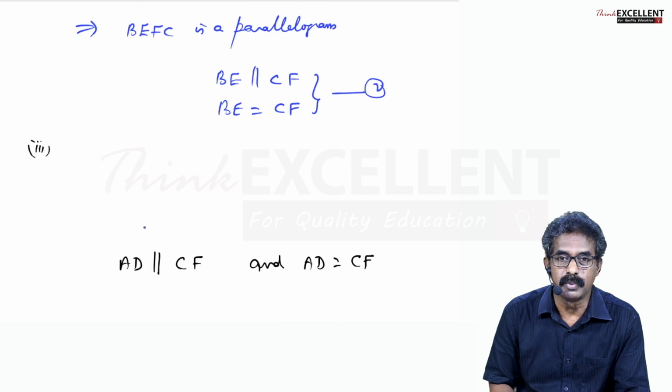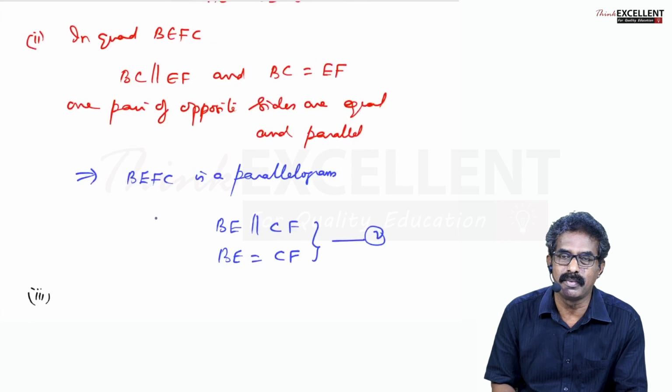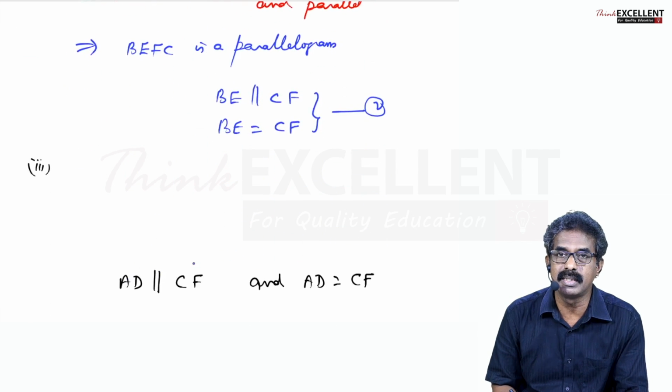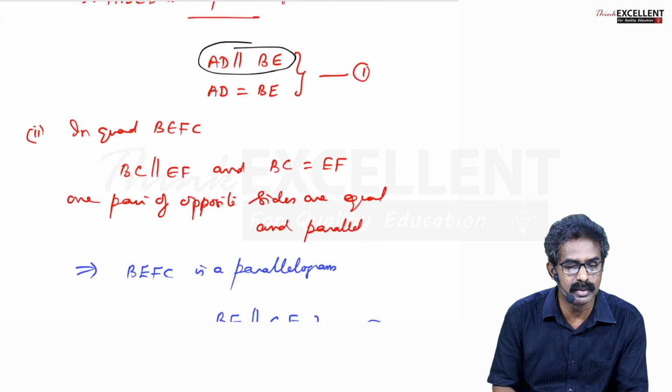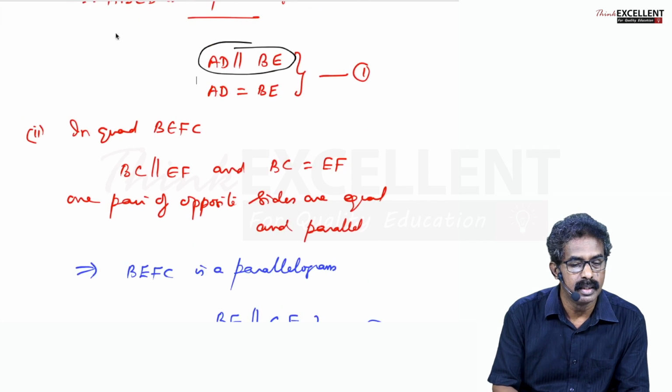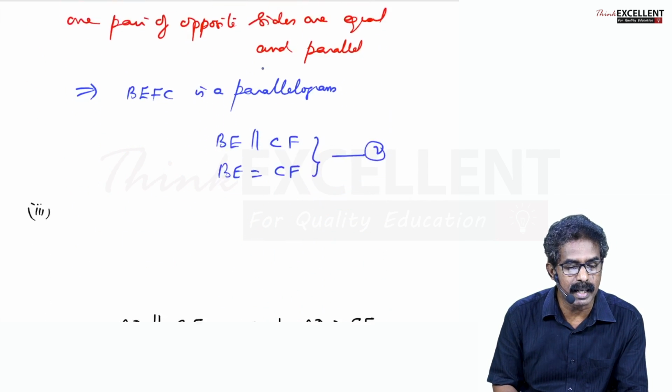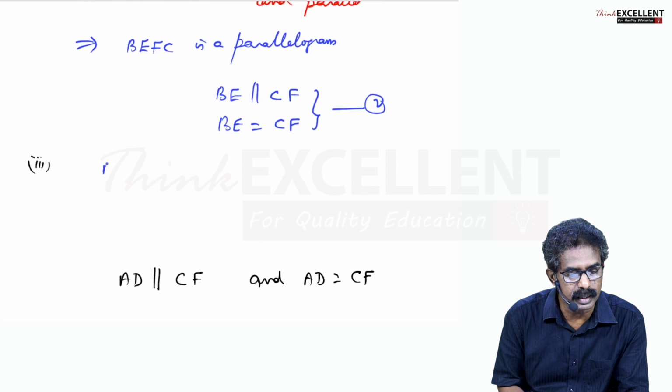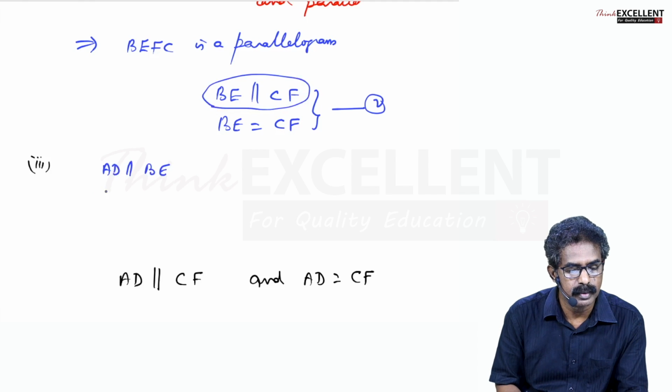Now let us see how to prove this. So already we have written, from that only we are going to see. AD parallel to CF we need, right? Already you got it: AD parallel to BE, and that BE parallel to CF. From that too you will get AD is parallel to CF.